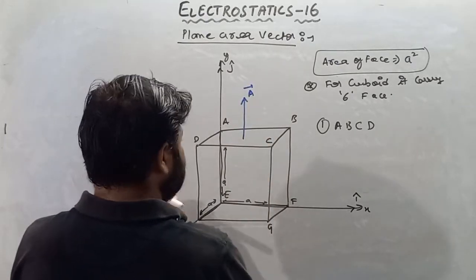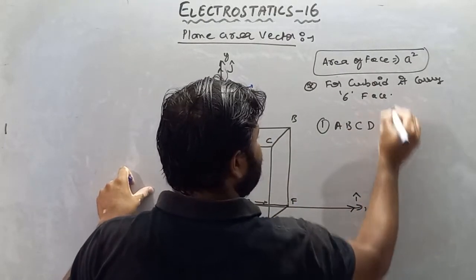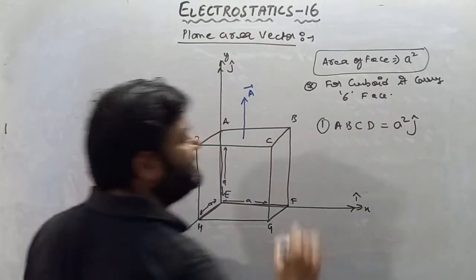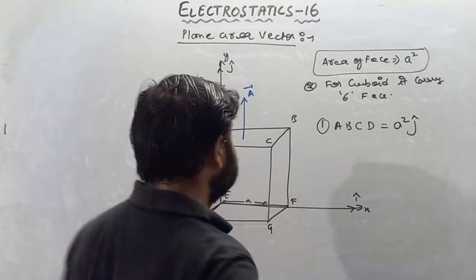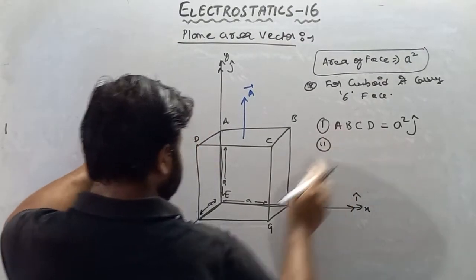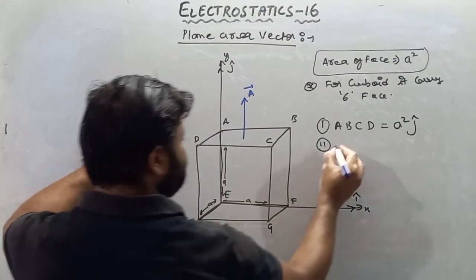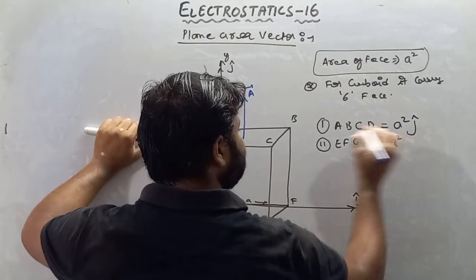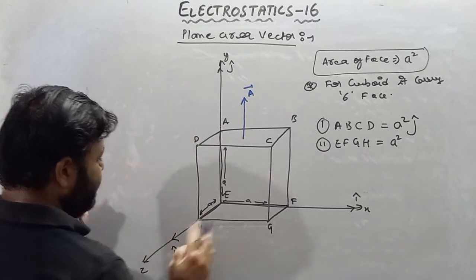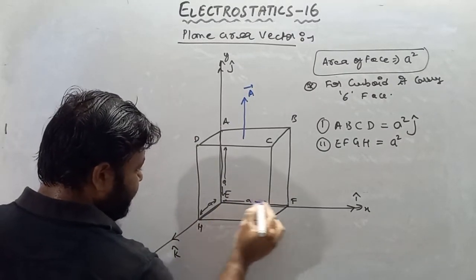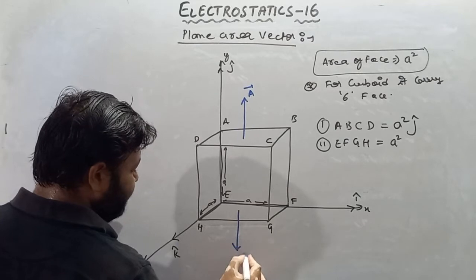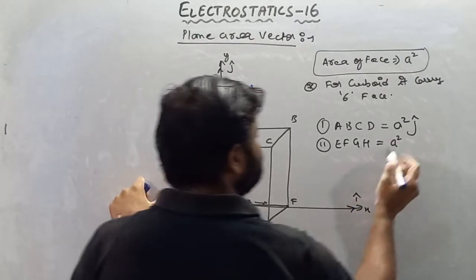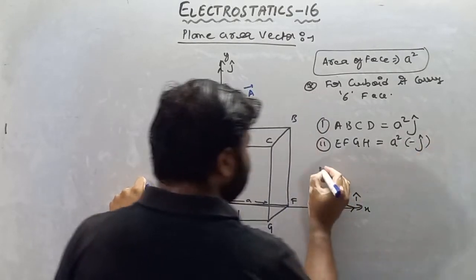We'll write it as: ABCD has magnitude a square, and for direction we'll use the unit vector j cap. I hope you all are understanding. Similarly, below ABCD is EFGH, and its area is a square. Now see, my dear student, for this face EFGH the area vector is always downward, so below the y-axis it is minus j cap. So I'll write minus j cap.